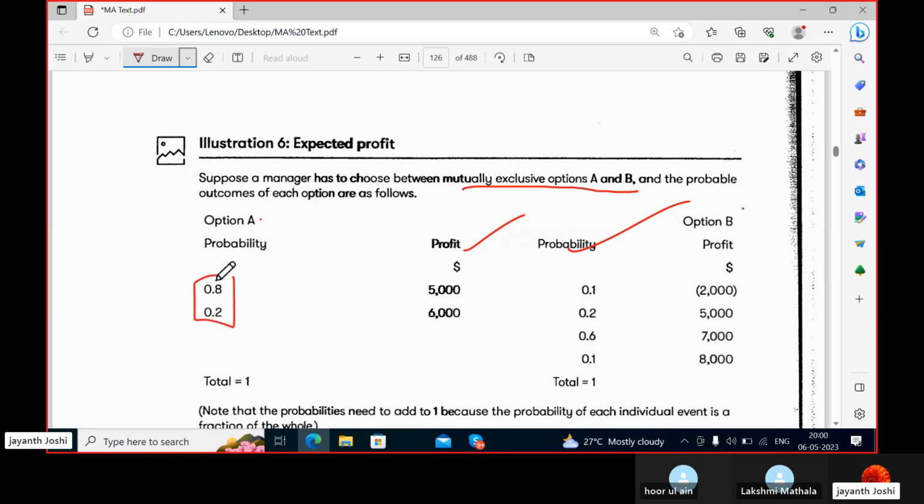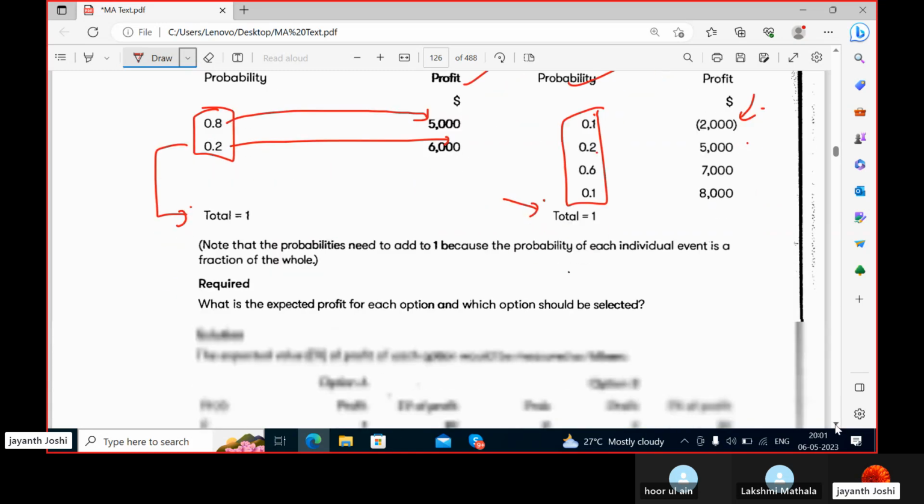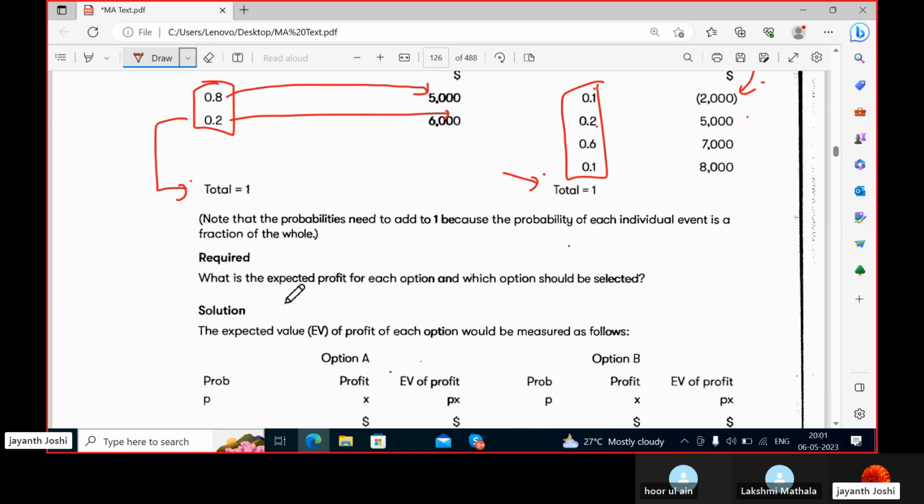These are the probabilities of option A. That means 80% chances you'll get a profit of 5,000, 20% chances you'll get a profit of 6,000. And you always know that the sum of the probabilities should always be equal to 1. That is a rule. Accordingly, the chance of getting a loss of $2,000 is 10%, and a $5,000 gain is 20%. Note the probabilities, and they're asking you the expected profit for each option and which option should be selected.